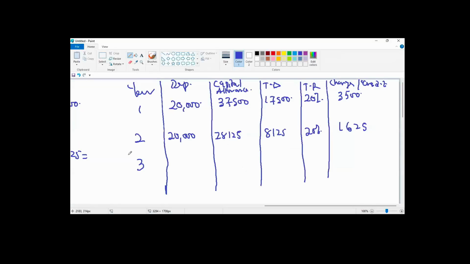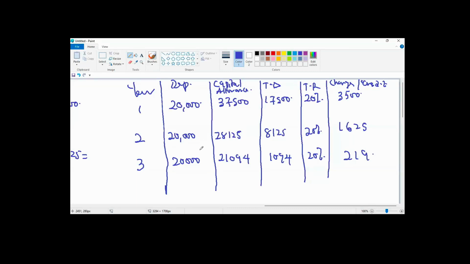Year 3, 20,000. What is the capital allowance in year 3? 21,094. 20%. What does it give us? 21,818, that's 219. Yes, sir. Depreciation is greater than capital allowance in year 3.